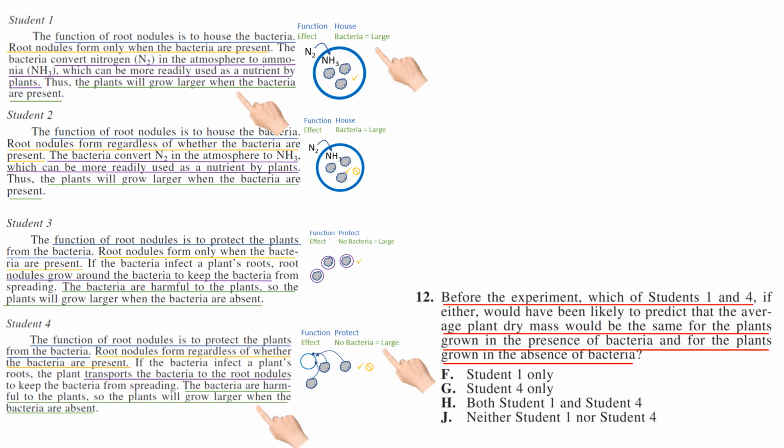Student 4 says, if they don't have bacteria, they're larger. So bacteria would mean not larger, right? No bacteria equals larger. Bacteria equals smaller. So student 4 is out. So the answer has to be neither student 1 nor student 4 would agree that plants that have bacteria or no bacteria would be the same size. So the answer is J.